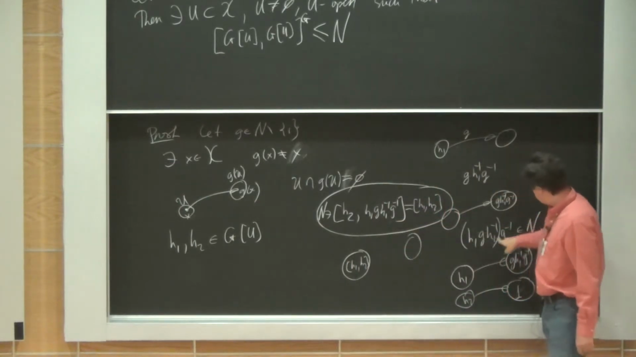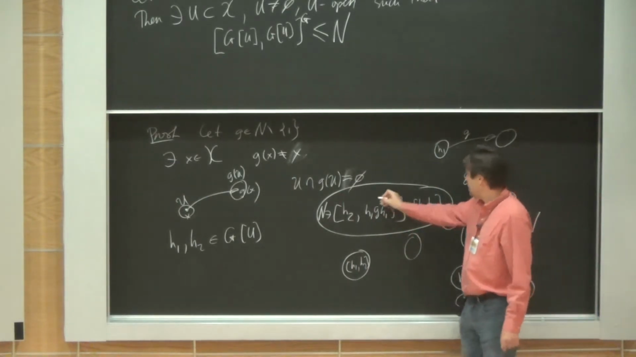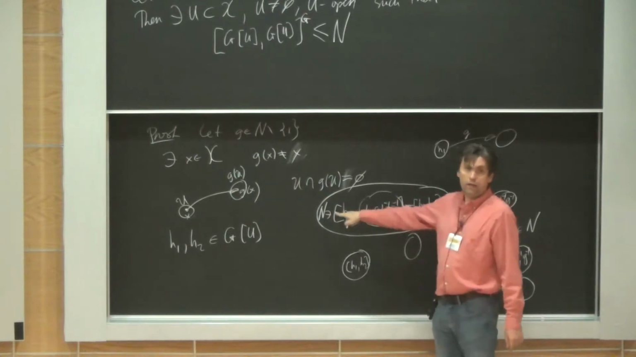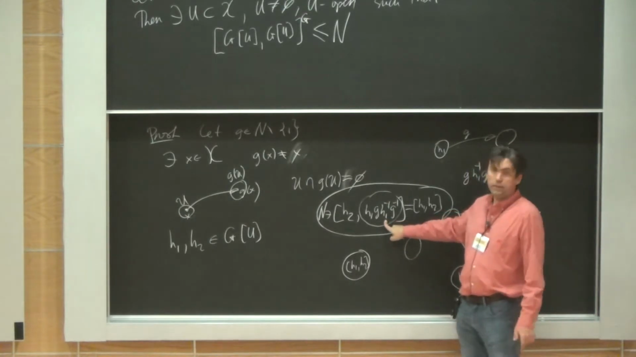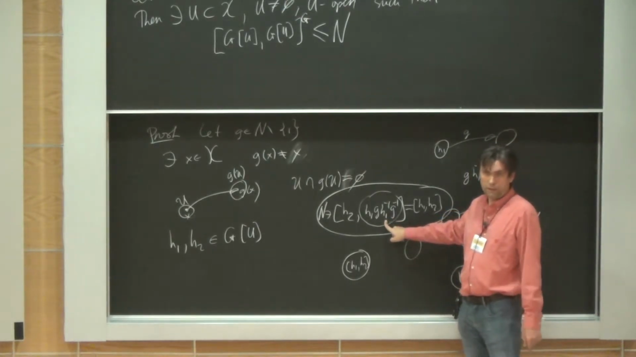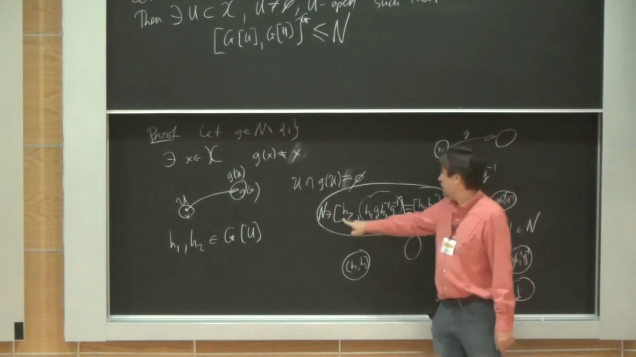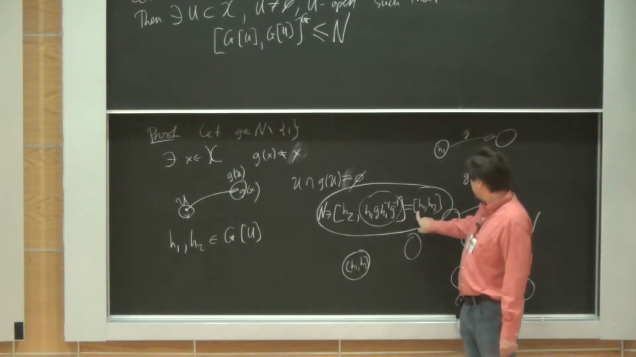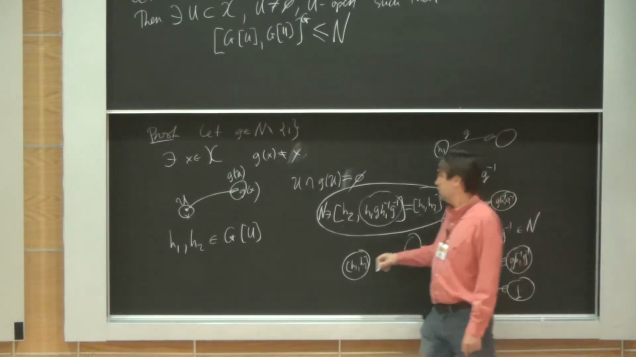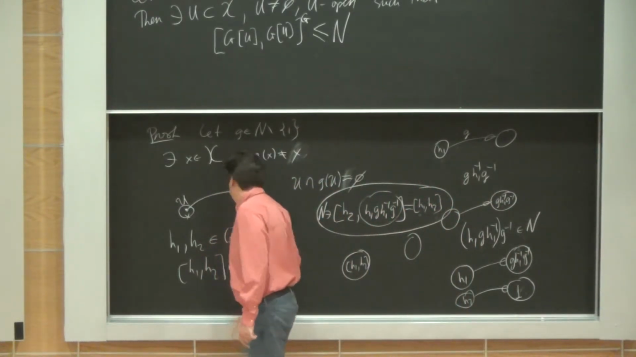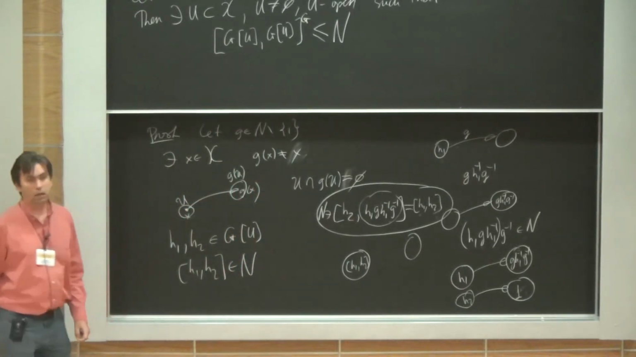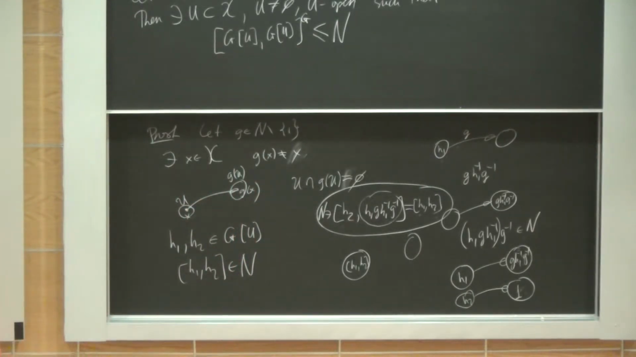But this is in N, for the same reason as this is in N. We know that this is in N, and the commutator, in the same way as here, can be written as this element times a conjugate of the inverse of this element. So this is in the normal subgroup. So we see that the commutator of h1 and h2 is in the normal subgroup. But they were arbitrary elements of this rigid stabilizer, so it means that the derived subgroup is in the normal subgroup. So that's a very simple trick.